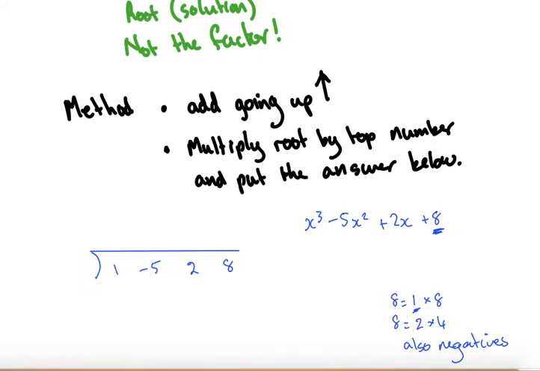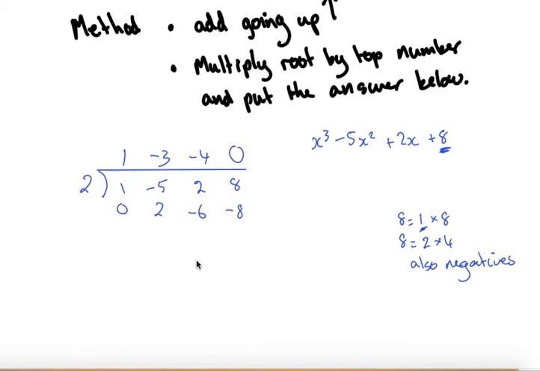So I'm going to put 2 in here and see what I get. So again, start with a 0. 0 plus 1 is 1. 2 times 1 is 2. That makes negative 3 when I add going vertically. 2 times negative 3 is negative 6. Add going vertically, negative 4. 2 times negative 4, negative 8. Bingo, we have a 0 there. That's the factor.